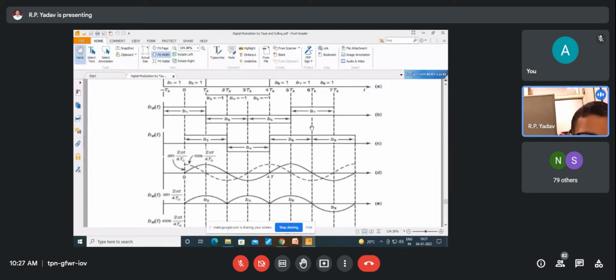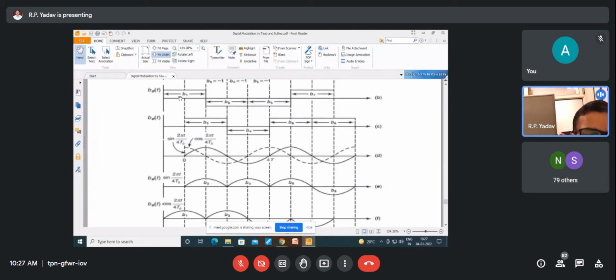Try to understand that. Suppose this is my B0. Can all students see the slides? Yes, sir. Okay, thanks. Now look at B0: I'm multiplying my odd bits by my cos function. This dotted line is the cos function, and you can extend it up to this point also. If you multiply B odd with this function, that is B odd multiplied by the cos function.